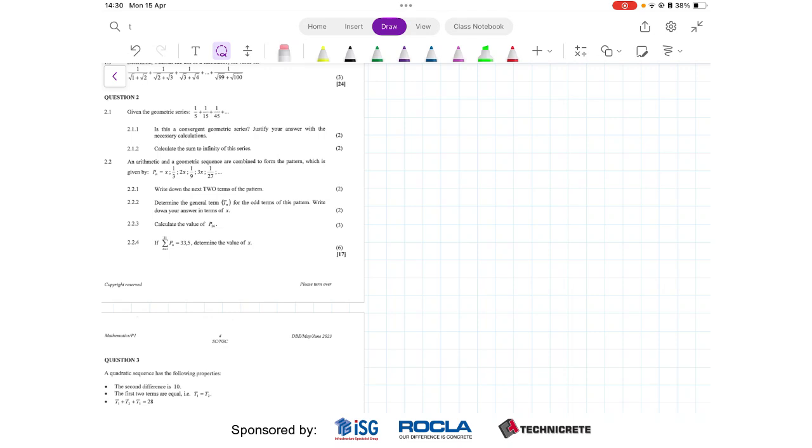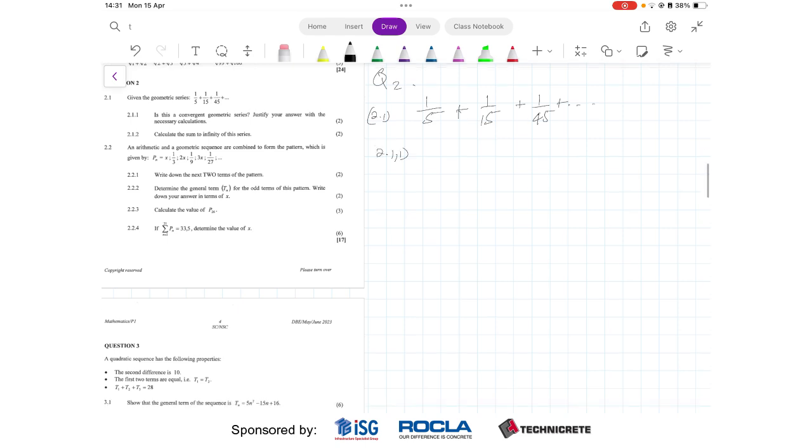We'll be going through paper 1 of the May-June 2023 grade 12 exam, and we'll be starting with question 2. Question 2.1 gives us a geometric series: 1 over 5 plus 1 over 15 plus 1 over 45 plus so on.